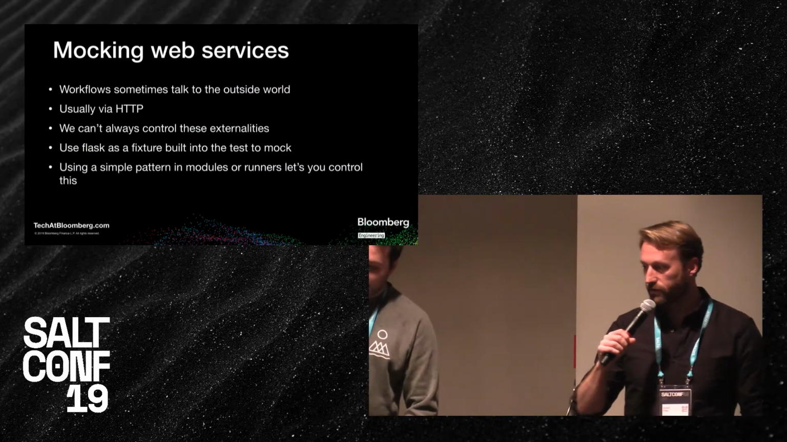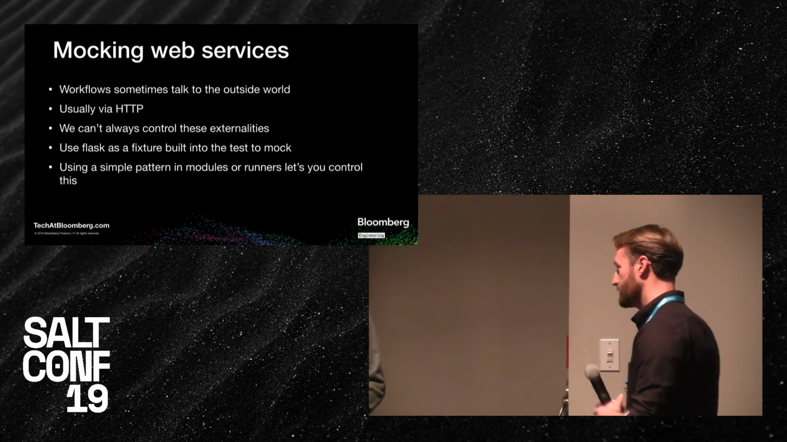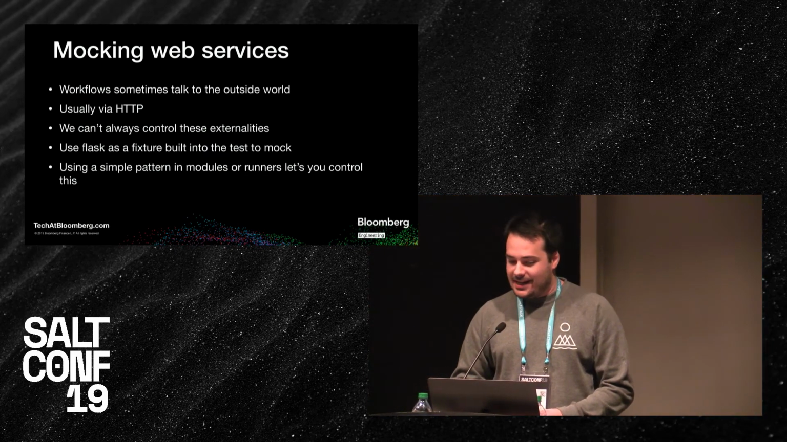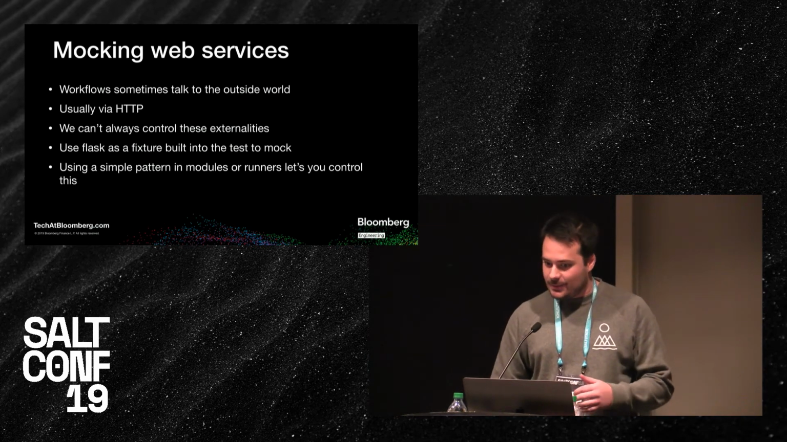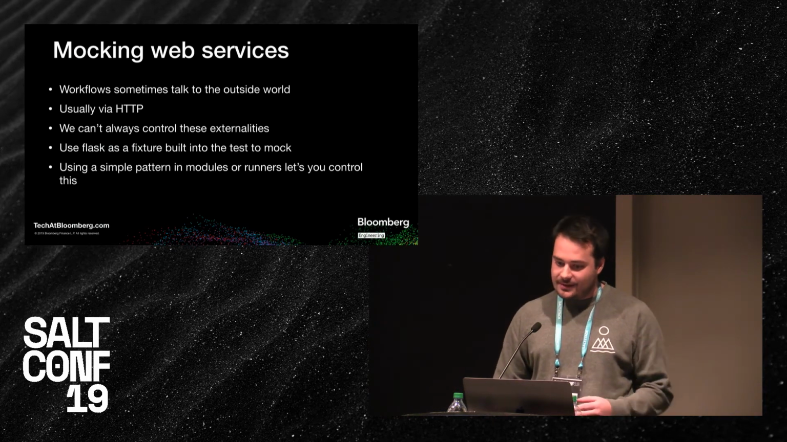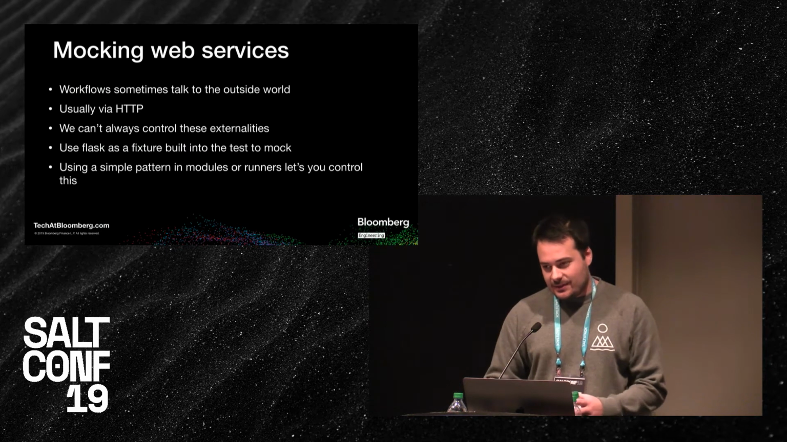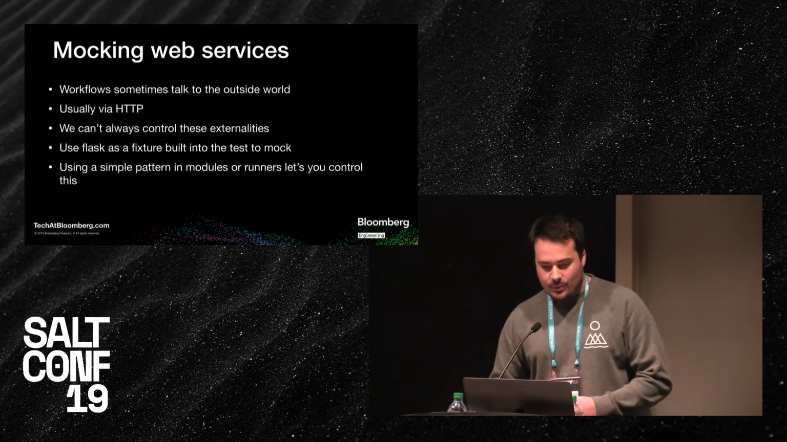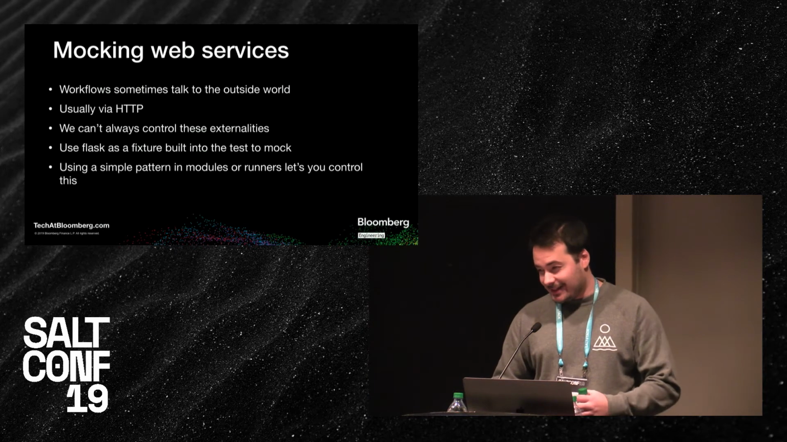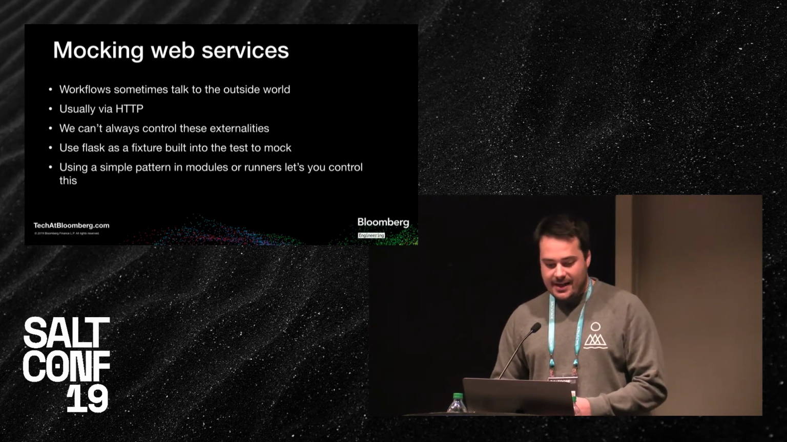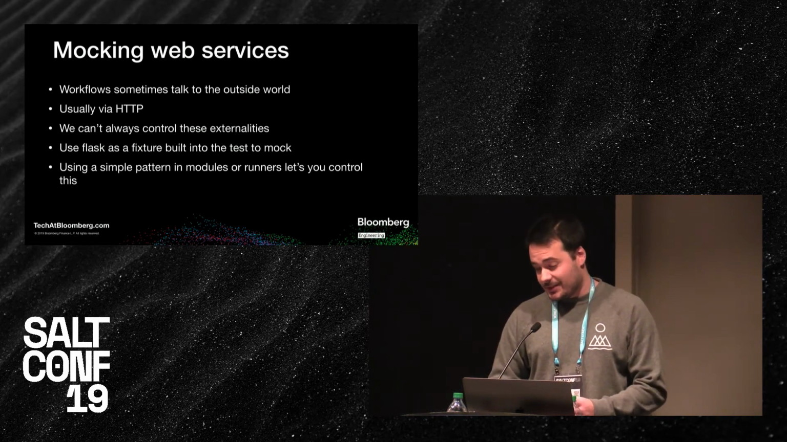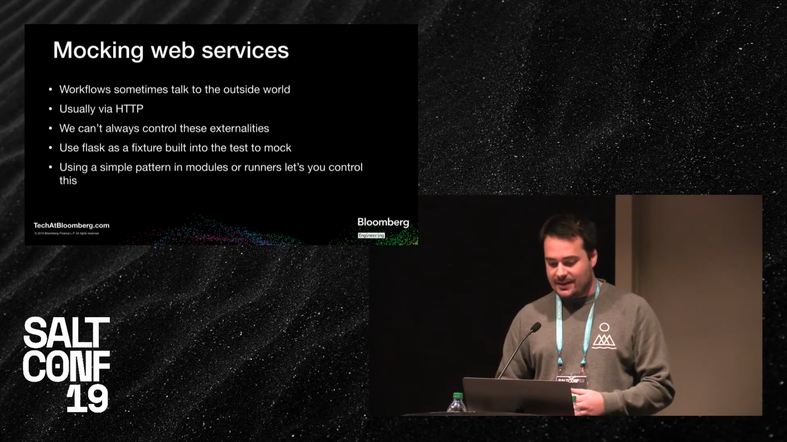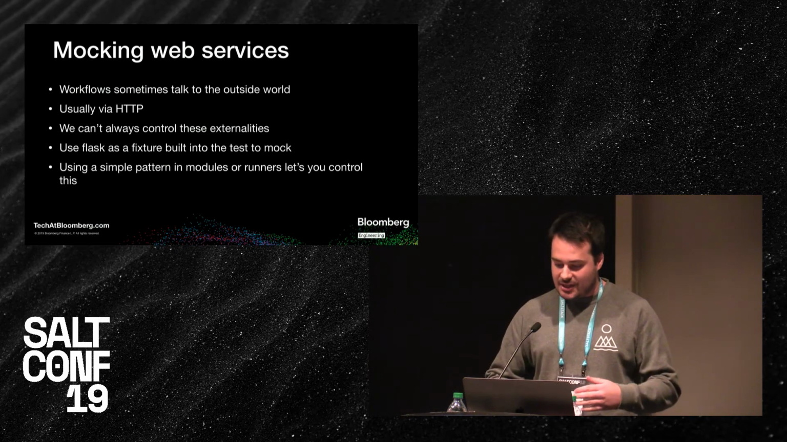And now we're going to talk about a really cool thing called mocking web services. If you're lucky, your workflows might not involve interacting with the outside world at all. But unfortunately, a lot of the time, the stuff that we're working with does, and most of the time it's over an HTTP REST service. So we need some kind of pattern for mocking those out, even if you're doing an integration test. What we came up with was wrapping a Flask app in a Pytest fixture, setting the routes for that and using that as the main mock service, and then combining that with a simple pattern in our modules and runners to let us inject that mock service at runtime.